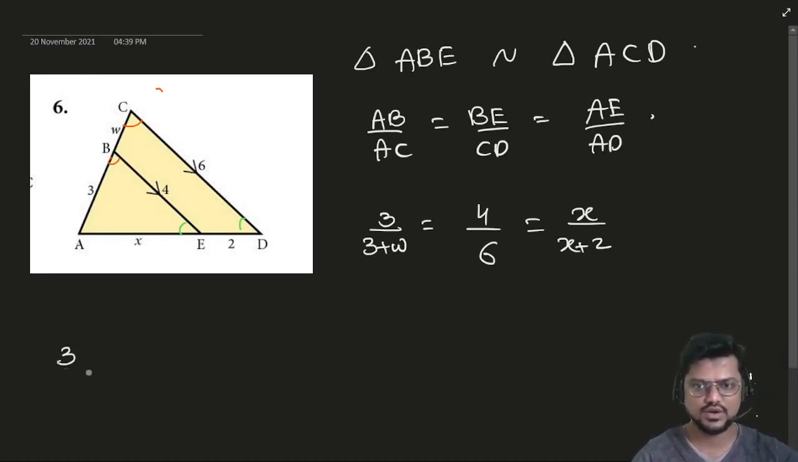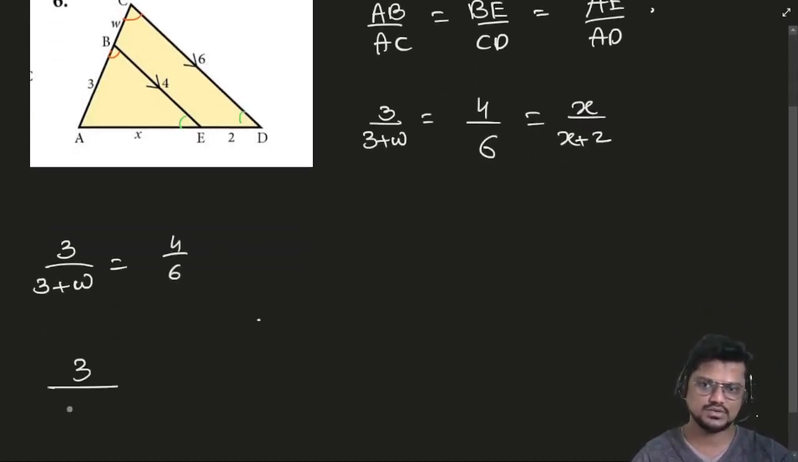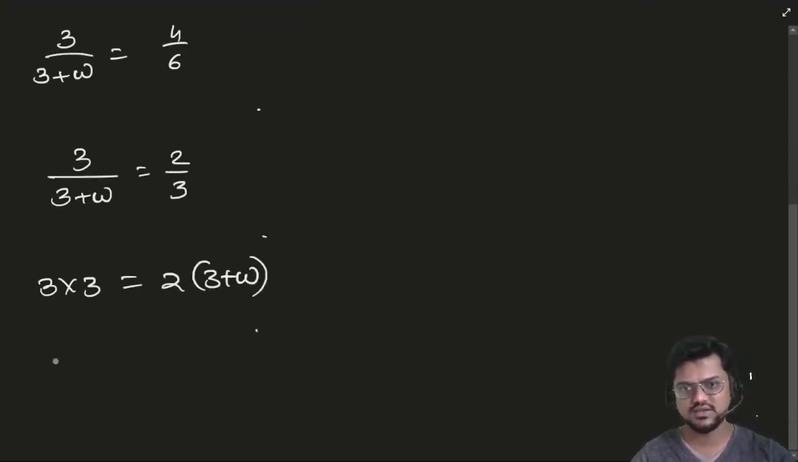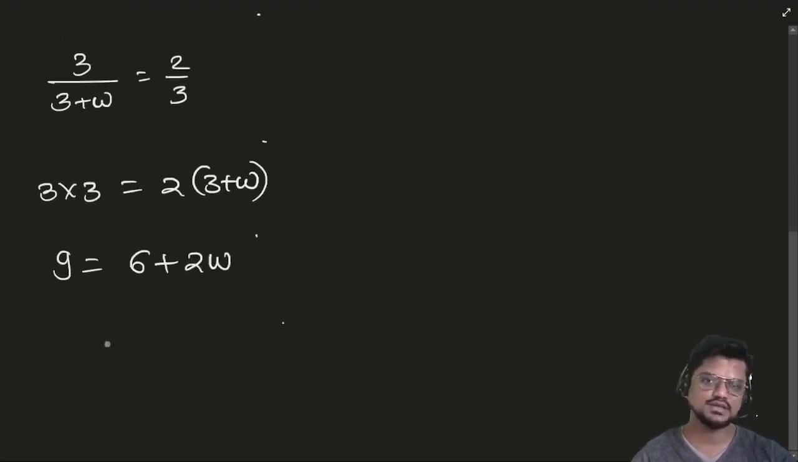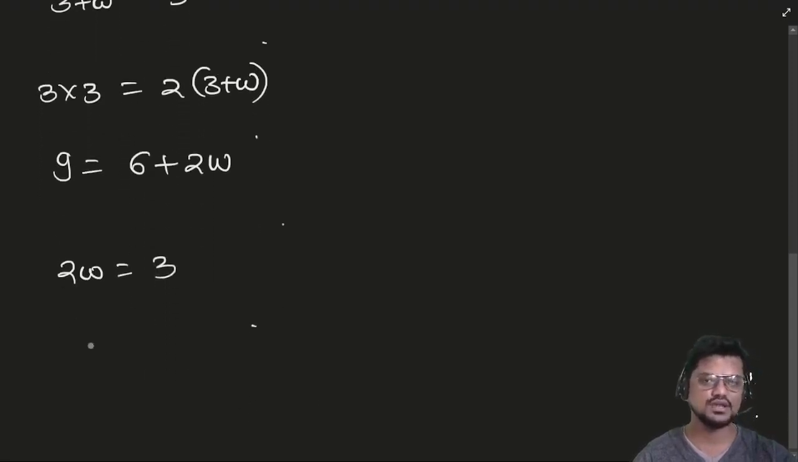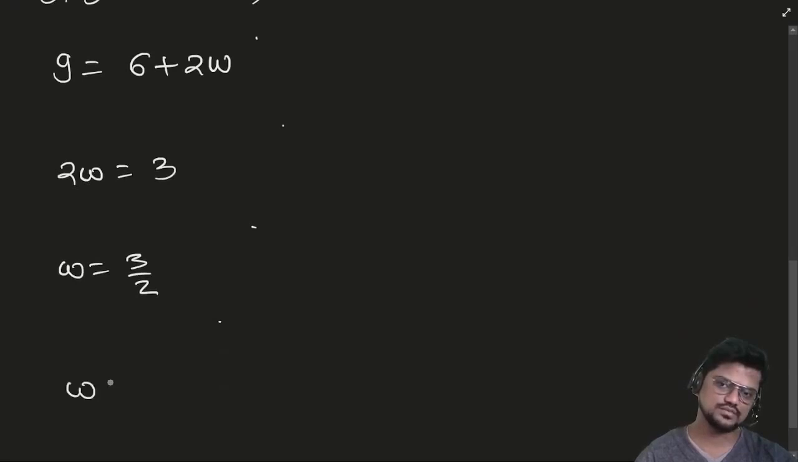So 3 upon (3 plus W) is equal to 4 upon 6. First we will simplify. 3 upon (3 plus W) will be equal to 2 upon 3. Then we will do the cross multiplication. 3 into 3 will be equal to 2 into (3 plus W). 3 into 3 is 9, equal to 2 threes are 6 plus 2W. 2W will be equal to 9 minus 6, that is 3. And finally you can say W equals 3 by 2, which is actually 1.5.